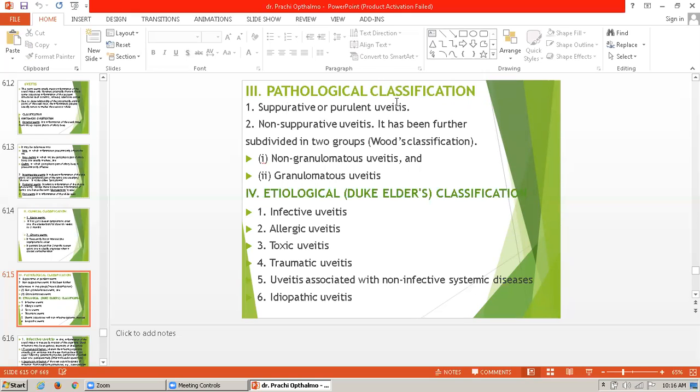Third one is pathological classification. First is suppurative or purulent uveitis. Second is non-suppurative uveitis. It has been further subdivided into two groups, that is Wood's classification. In that, first is non-granulomatous uveitis and second is granulomatous uveitis. Fourth is etiological, that is Duke-Elder's classification. In that, first is infective uveitis, second is allergic uveitis, third is toxic uveitis, fourth is traumatic uveitis, fifth is uveitis associated with non-infective systemic diseases, sixth is idiopathic uveitis.